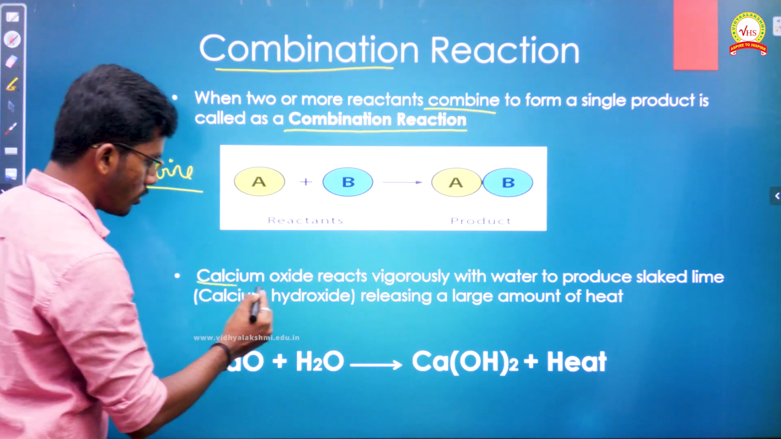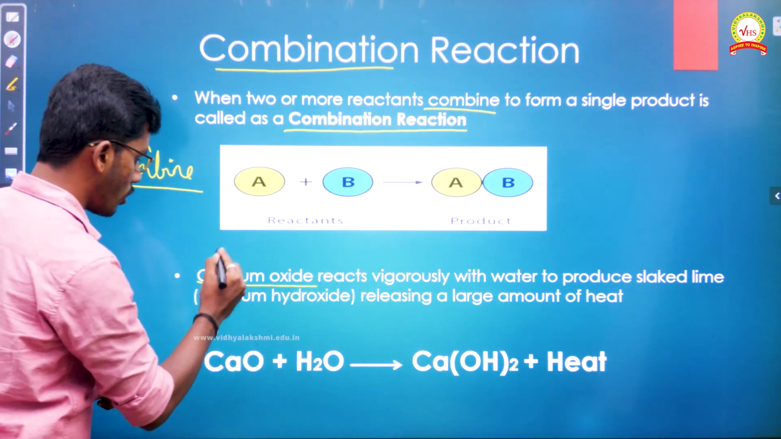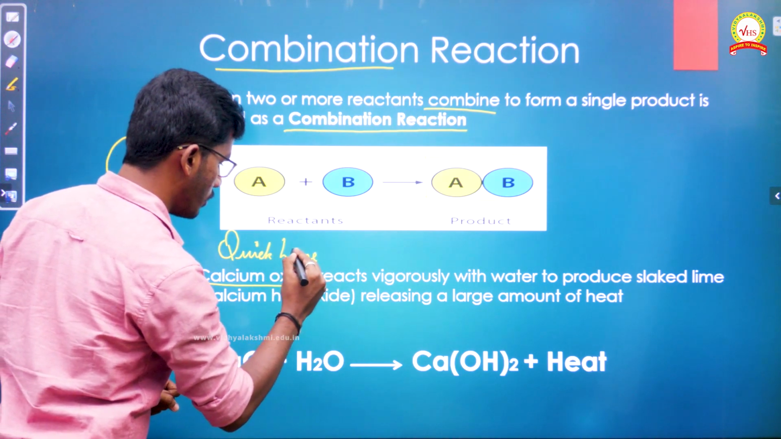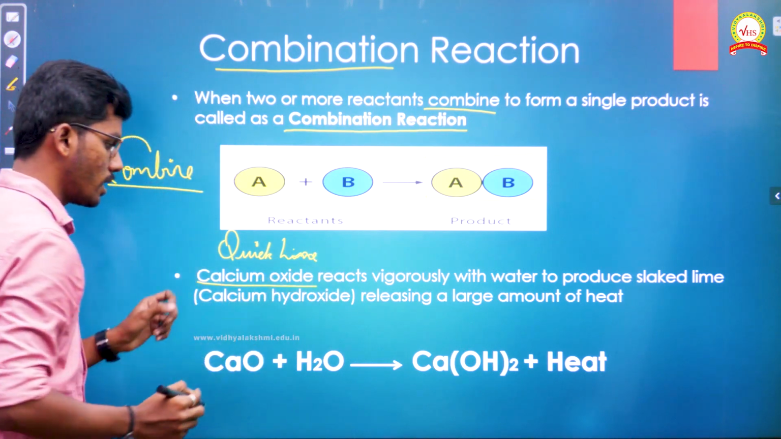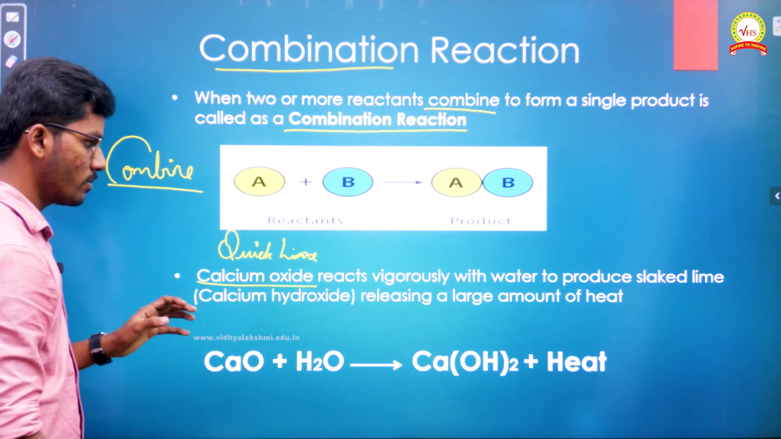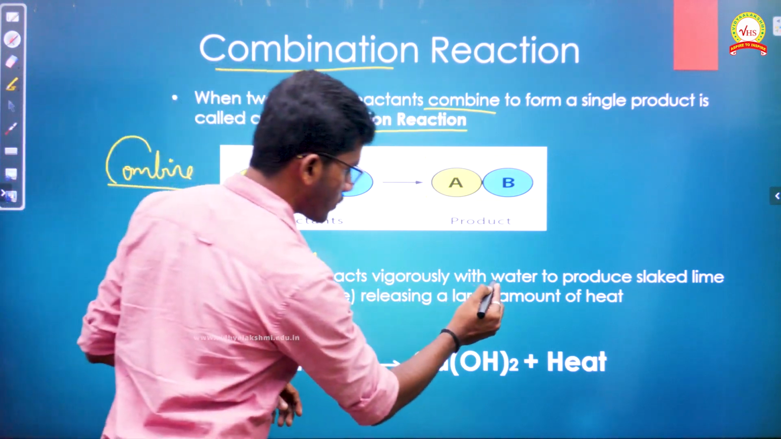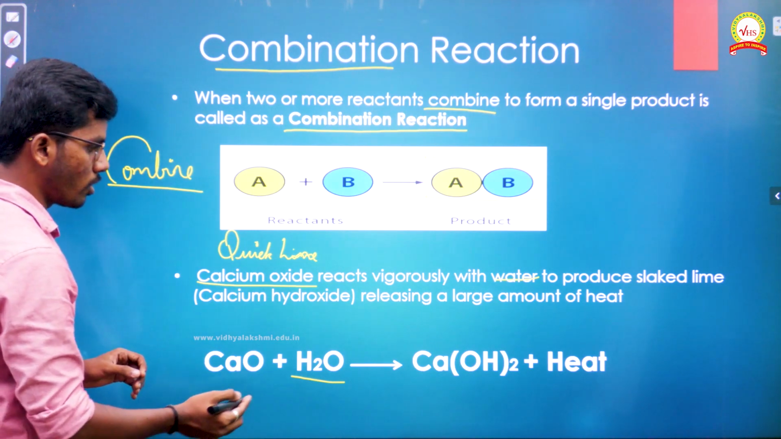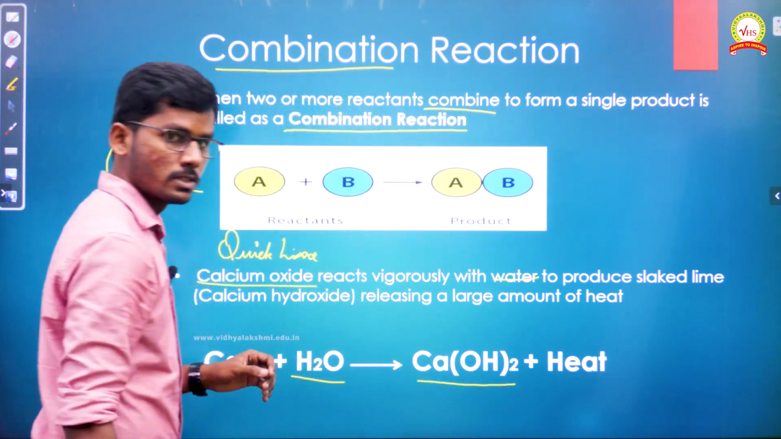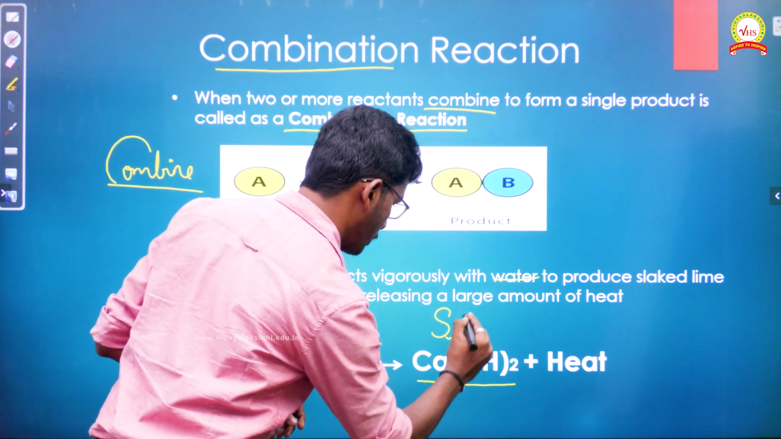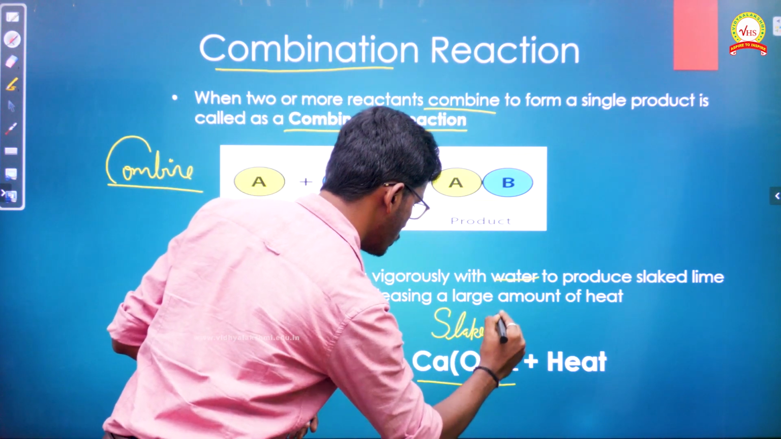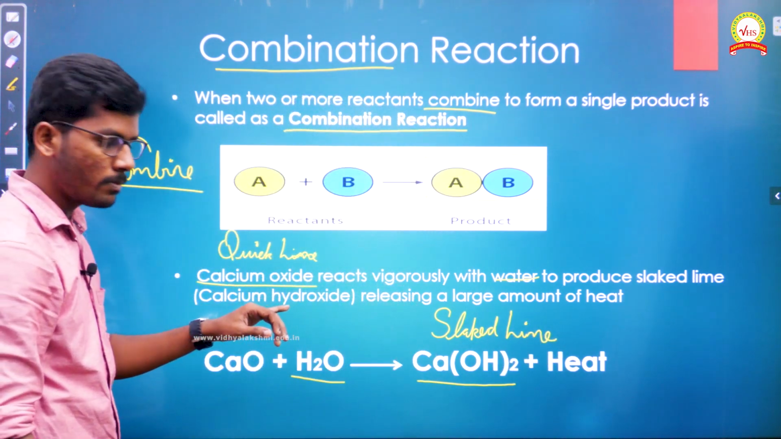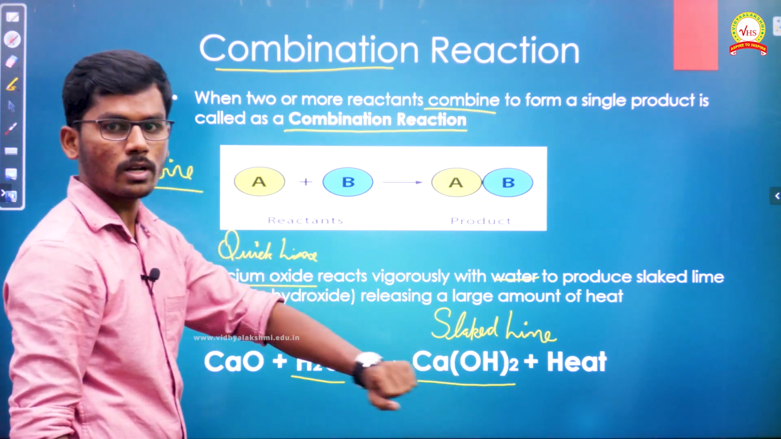First, calcium oxide. You know that calcium oxide is also called quicklime. There are certain terms that we will be using, so kindly note them down. Calcium oxide is called quicklime. It reacts vigorously with water, H2O, to produce a product called calcium hydroxide, which is also known as slaked lime. So write these terms separately: calcium oxide is called quicklime, whereas calcium hydroxide is called slaked lime.